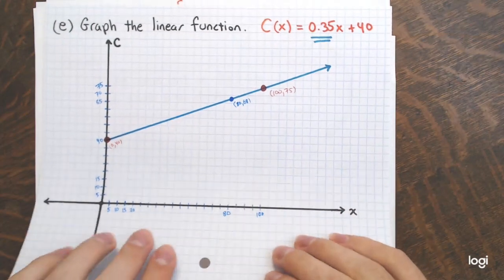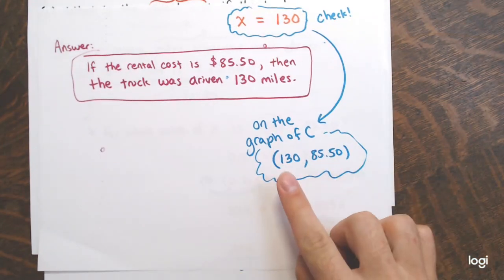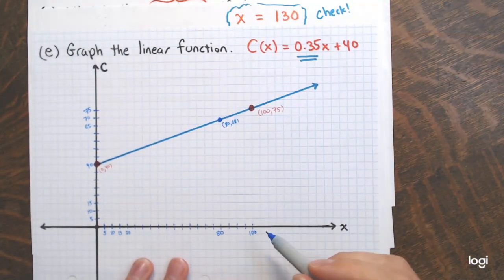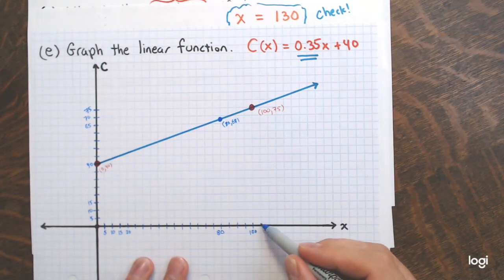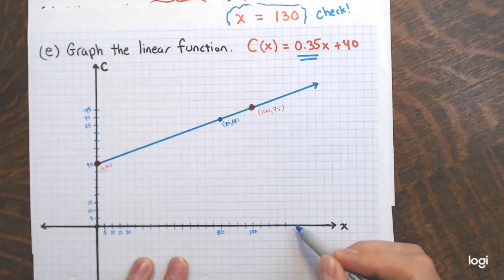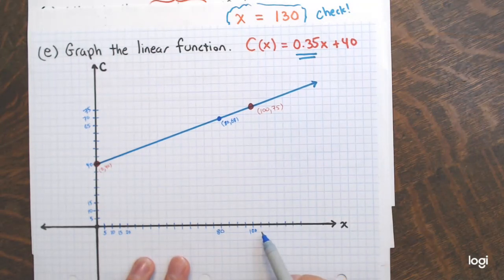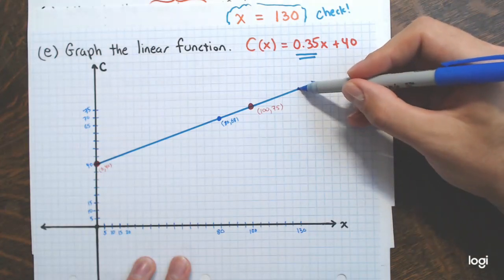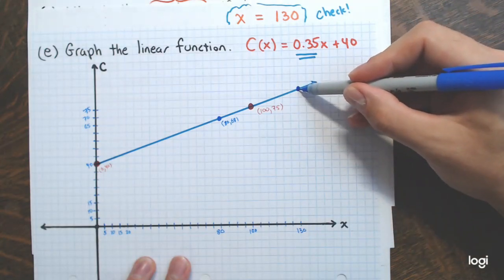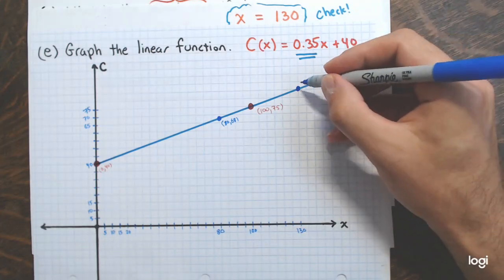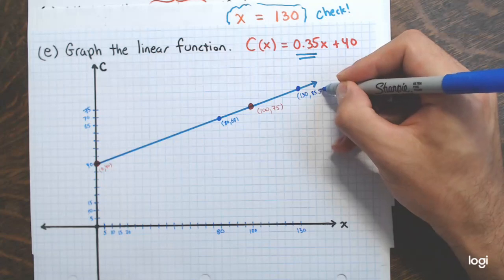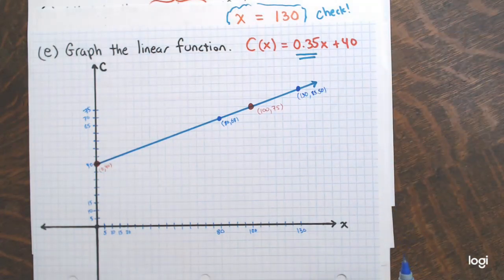Another point that I mentioned we would have was this point here, 130, 85.5. So if I went out to 130, this is 105, 110, 115, 120, 125, 130, that's just 6 more later. There's 130. And then look at the point that's on the graph here. It's around there. It looks like it's at a corner, but it's a little bit higher. This should be 130, 85.50 from part D.